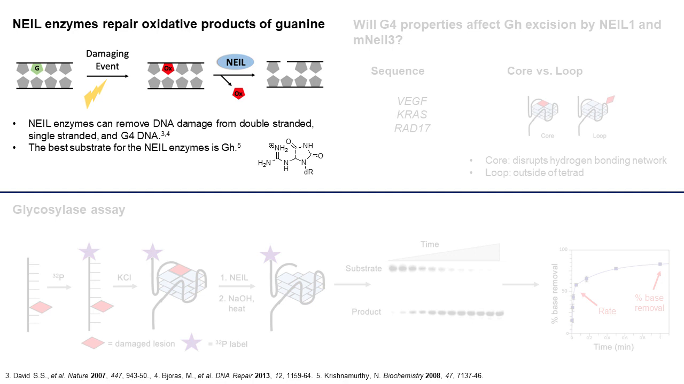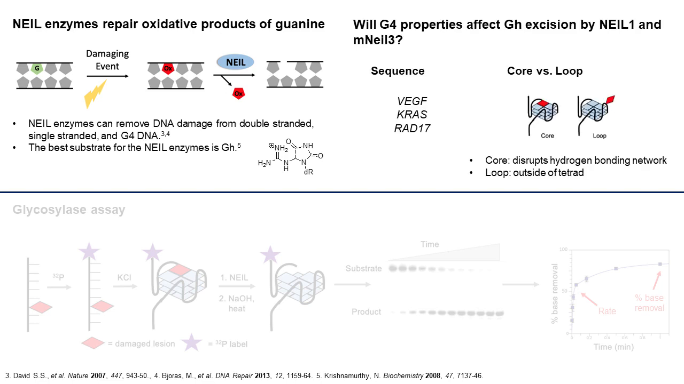We chose to analyze NEIL's ability to remove GH from 3 different G4 promoters, VEGF, KRAS, and RAD17, in 2 different positions. This is both core and loop damage positions, where core damage is located within the G4 fold and loop damage is outside of the fold.